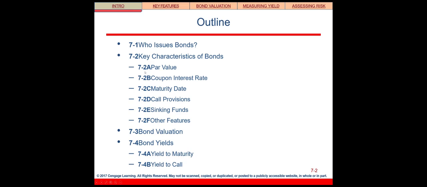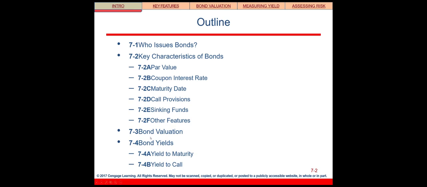And then we're going to discuss the key characteristics of bonds. So basically that will be the main topic that we're covering today, like the key features of bonds, including par value, coupon interest rate, maturity date, call prevention, sinking fund, and other features. So today we're not going to discuss too many calculations. It's mainly these terms, these concepts that I want you to understand.